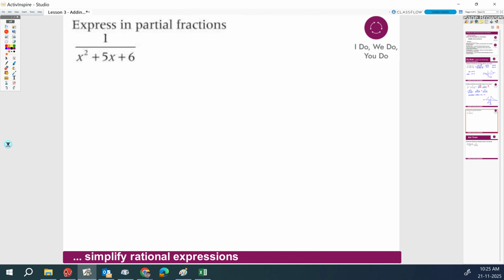Alright, so this is a slightly harder thing. What we're going to do here is look at a process to express this as partial fractions. We want to split this up into separate fractions. We're going to start by factoring the denominator over here like this.